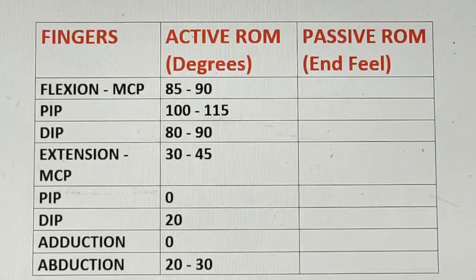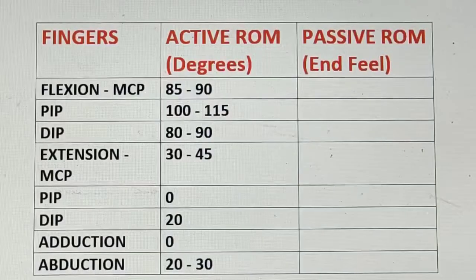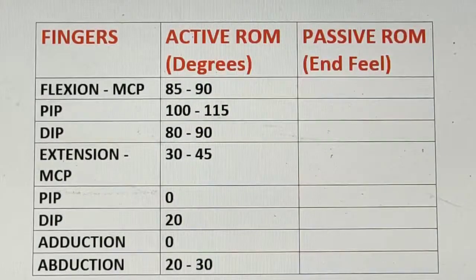Okay, so PIP. The PIP finger joint active range of motion in degrees should be 100 degrees to 115 degrees. PIP means proximal interphalangeal joint. Proximal interphalangeal joint, PIP, from 100 degrees to 115 degrees active range of motion, normative values. Now for the DIP, which is distal interphalangeal joint, the active range of motion value in degrees should be 80 degrees to 90 degrees.